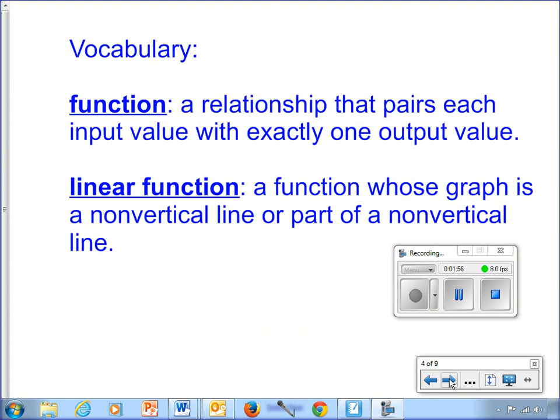A couple of vocabulary terms today. First of all, a function is simply a relationship that pairs each input value with exactly one output value. Another way of saying this is for each value of x, we get exactly one value of y. A linear function is simply a function whose graph is a non-vertical line or part of a non-vertical line.